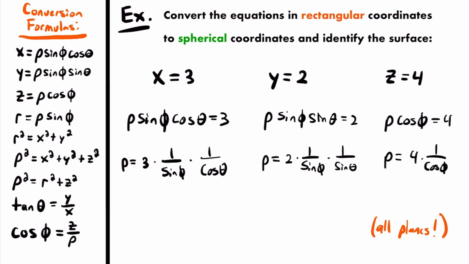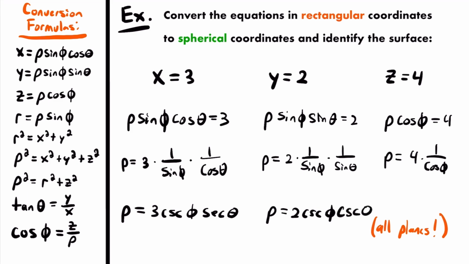Now, once again, you could leave these equations in this form. However, you can simplify them using some trig identities. Remember that 1 divided by sine is cosecant and 1 divided by cosine is secant. So our final answers here will be that rho equals 3 times cosecant phi times secant theta, and then rho equals 2 times cosecant phi times cosecant theta, and then rho equals 4 times secant phi.